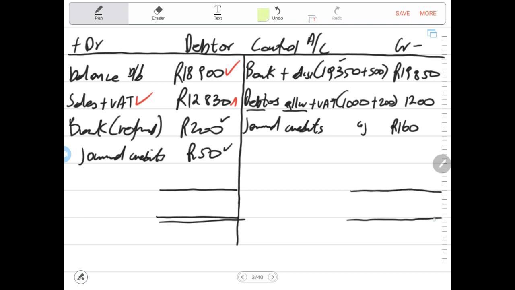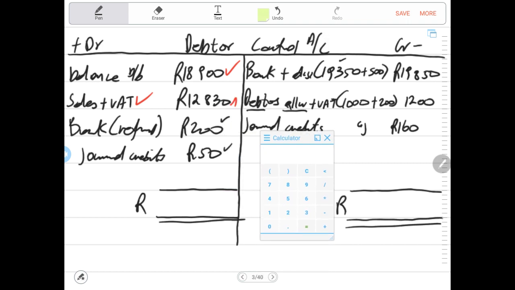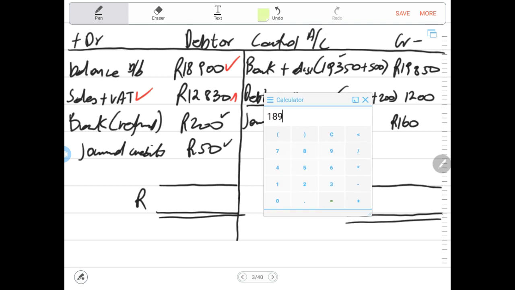than inexperienced bookkeepers from this no-name university. If they can balance everything, reconcile well. 18,900, we have just maximized. We have 18,900 plus 12,830 plus 200 Rand plus 50 Rand. This is the test if really our students can outperform this inexperienced bookkeeper.